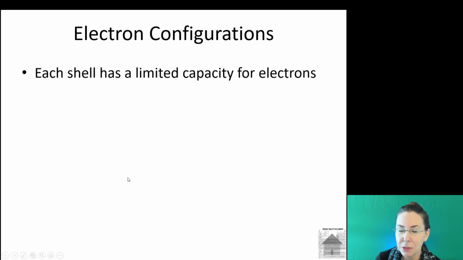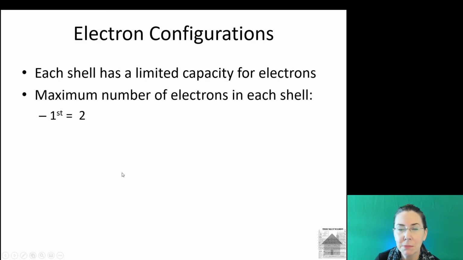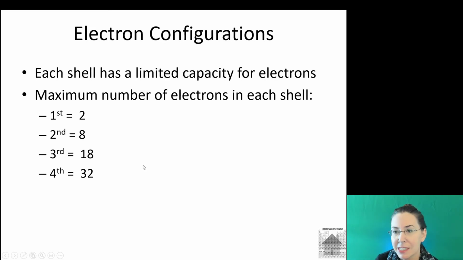So one thing to remember is that every shell has a limited capacity for electrons. They can only hold a certain number. The first shell has a maximum of 2. You cannot cram more than 2 electrons into the first shell, no matter what you want to do. The second shell, or second orbital, has 8, and the third has 18. The fourth can hold 32. As we go up, we generally see an increasing number in the number of electrons that each orbital can hold.